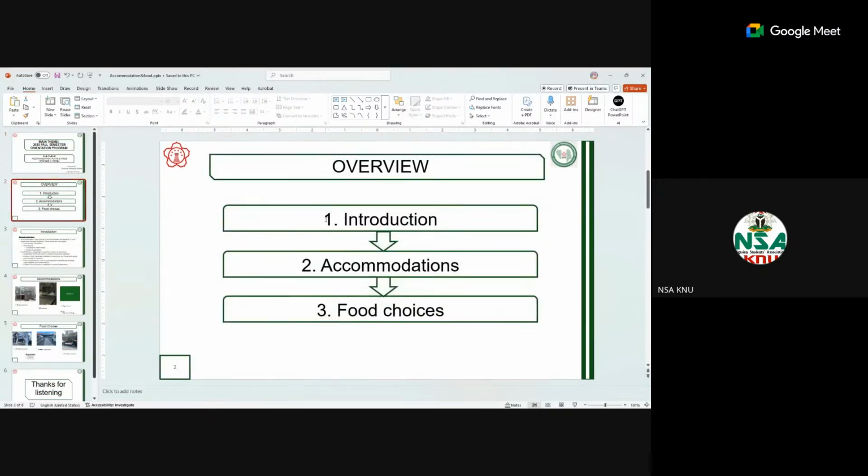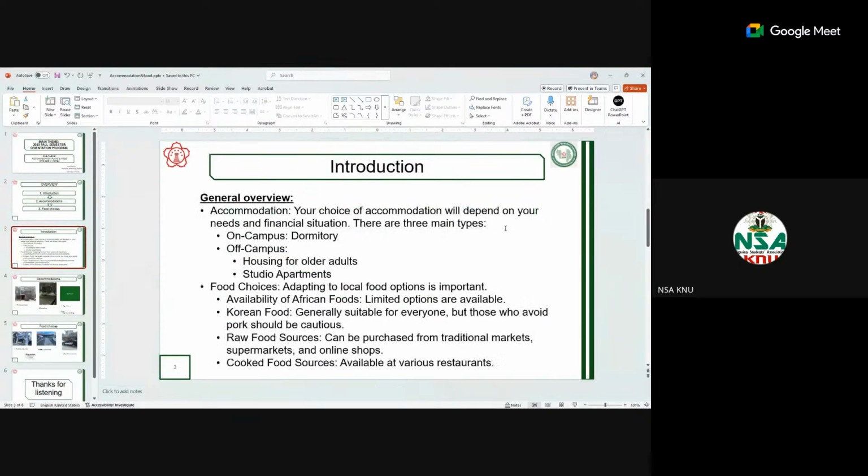There are three stages to this: we have the introduction, the accommodation, and food choices. Going into the introduction, accommodation depends on your need and your financial situation, because as an individual coming for the first time, I think a comfortable space is sufficient.